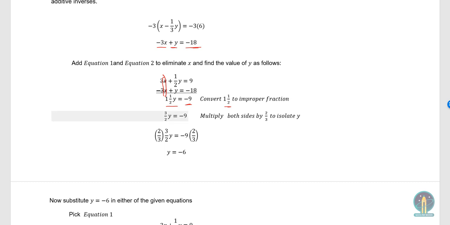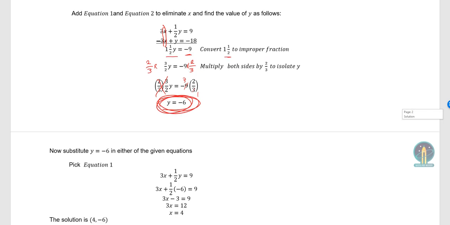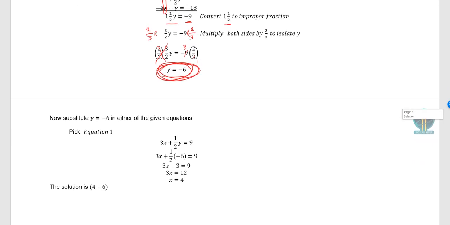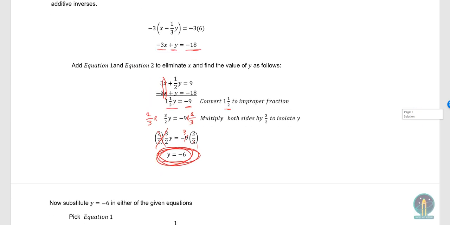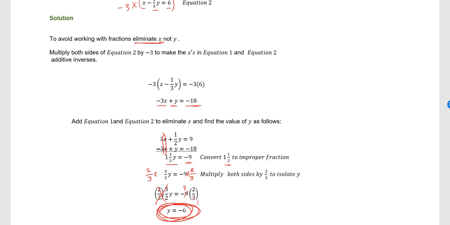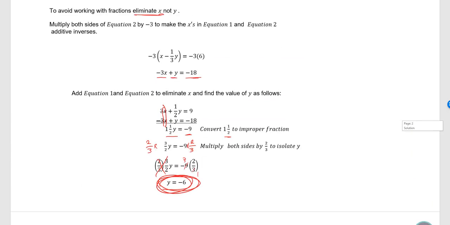In this case, we want to isolate the y, so we multiply both sides by 2/3, right? 2/3 times 3/2, so these cancel out. And then minus 9 times 2/3, so 9 divided by 3 is 3, so minus 3 times 2 is minus 6. So y equals minus 6. Now we can take that y equals minus 6 and plug it into either of the original equations. Remember, these are the two original equations up here.